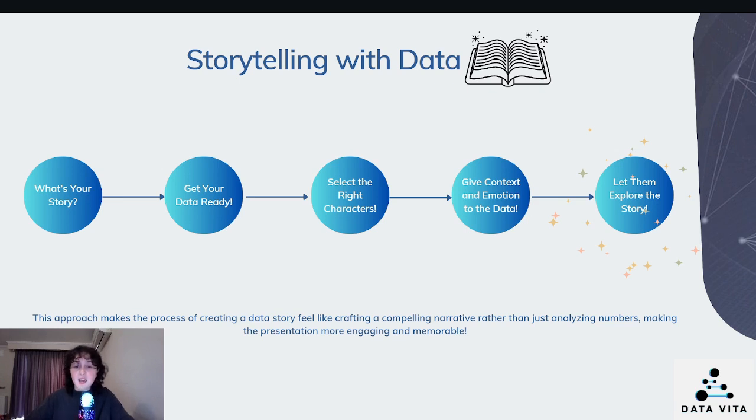Give context and emotion to your data. Data without context is like a story without a plot. They added layers to their narrative, context around sales price, customer preference, and region performance. Visualizations like heat maps and trend lines helped convey the highs and lows, just like emotional moments in a story.